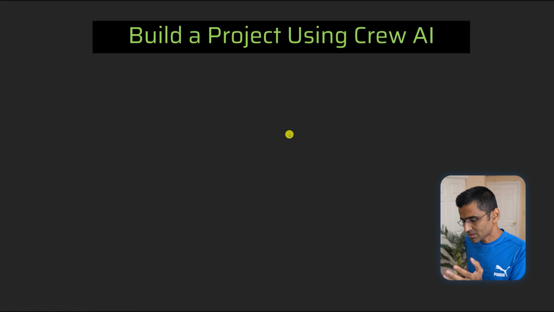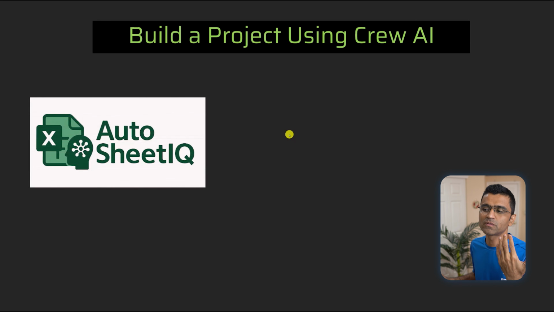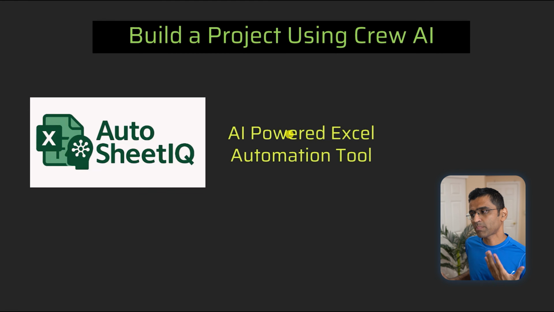Let's imagine you are a SaaS company which has built this product called AutoSheet IQ, which is an AI-powered Excel automation tool. Okay, so it's a new startup. They are building this AI-powered Excel automation tool, and you are part of their marketing and social media team, and you want to promote this product on social media, blogs, etc. because it's a new product. So you want to create a buzz in social media so that you can sell your license.